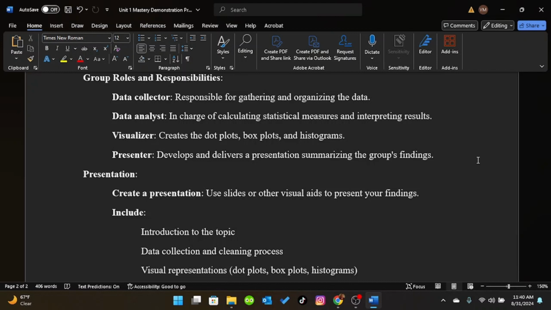Have each person be responsible for a part of gathering and organizing the data. Having each person responsible for making calculations. Maybe one person calculates the measure of center, somebody else calculates the measure of variability, somebody else calculates whether there are or are not outliers. Maybe when it comes to visualizations, you have one person that does all of them, or maybe one person does dot plots, one person does histograms, and one person does box plots. It's up to you.